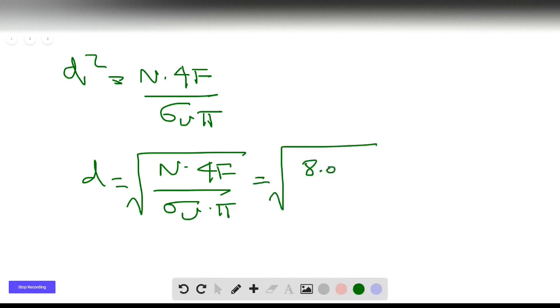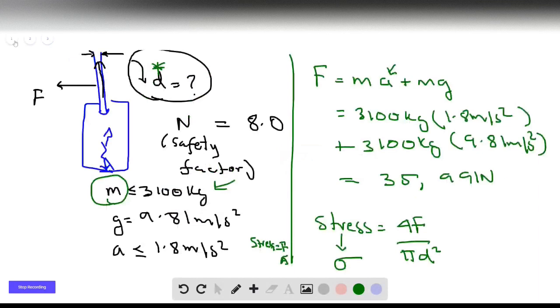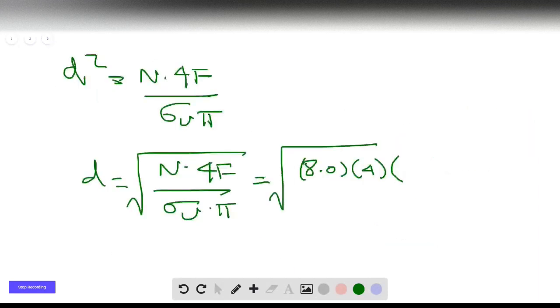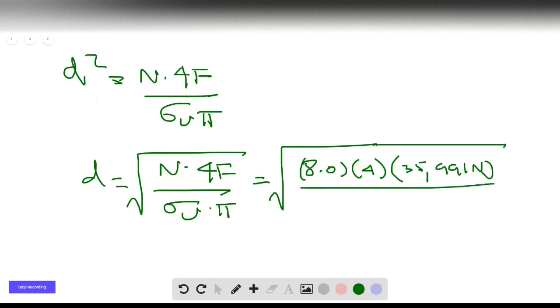The safety factor was 8 times 4. And then the force itself was given as 35,991 newtons. We want to divide all of that by the ultimate strength, which is in pascals, so 500 times 10 to the 6 newtons per meter squared.